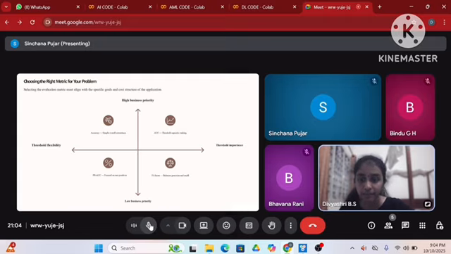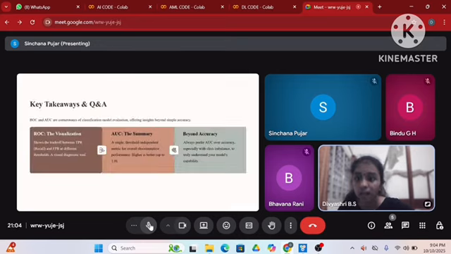Key takeaways and the next steps. ROC and AUC are the cornerstones of classification model evaluation, offering insights beyond simple accuracy. The ROC visualization shows the trade-off between the true positive rate, that is the recall, and the false positive rate at different thresholds. That is a visual diagnostic tool. The summary of the AUC is a single threshold-independent metric of overall discriminative performance.